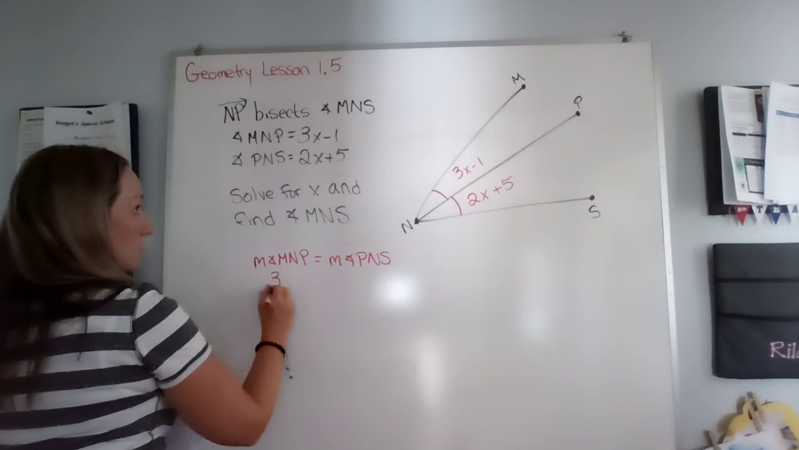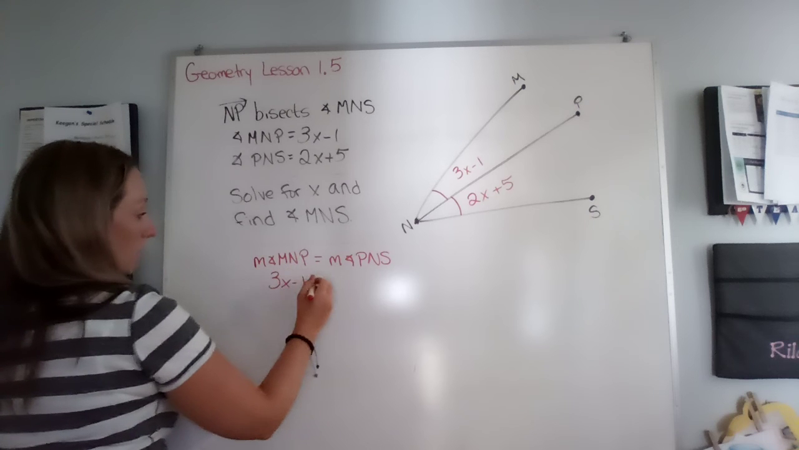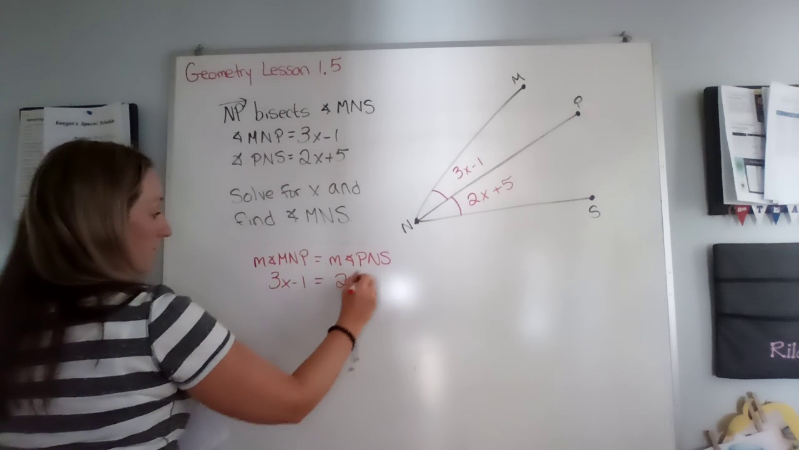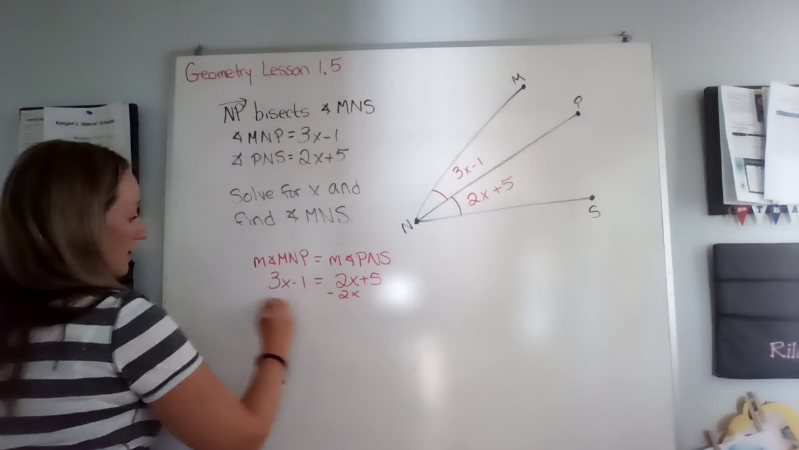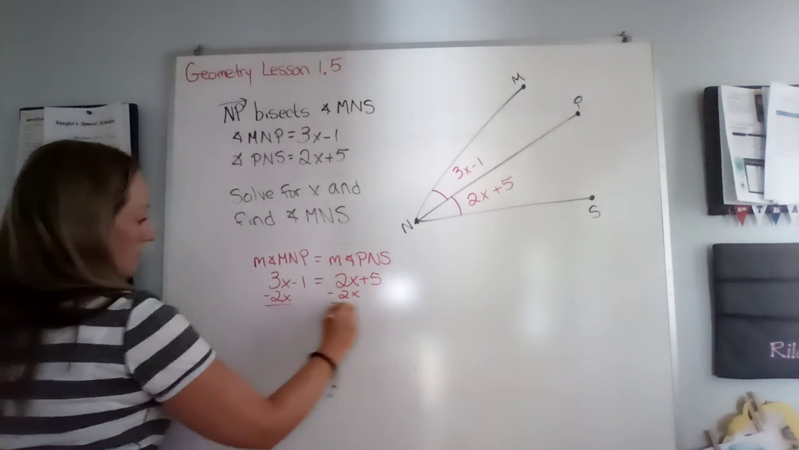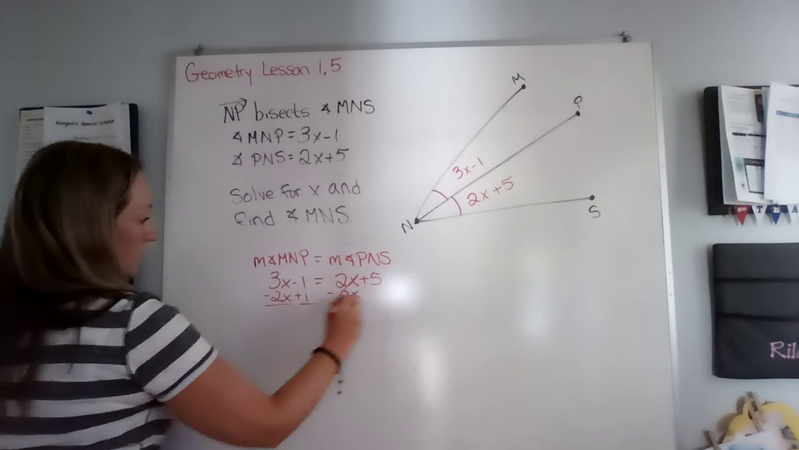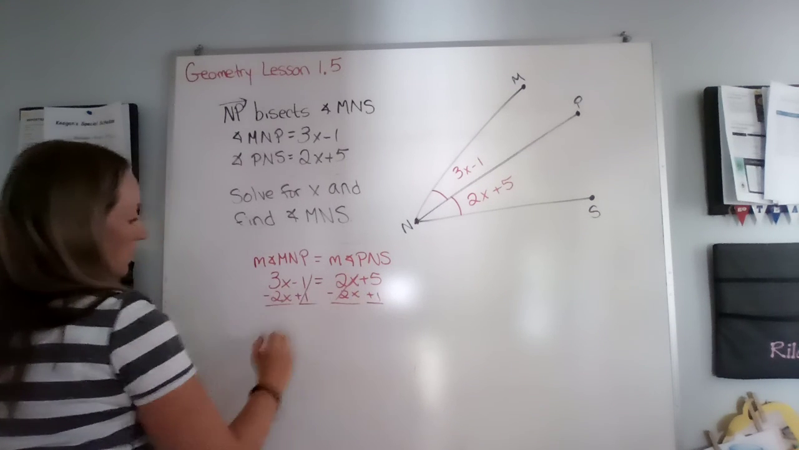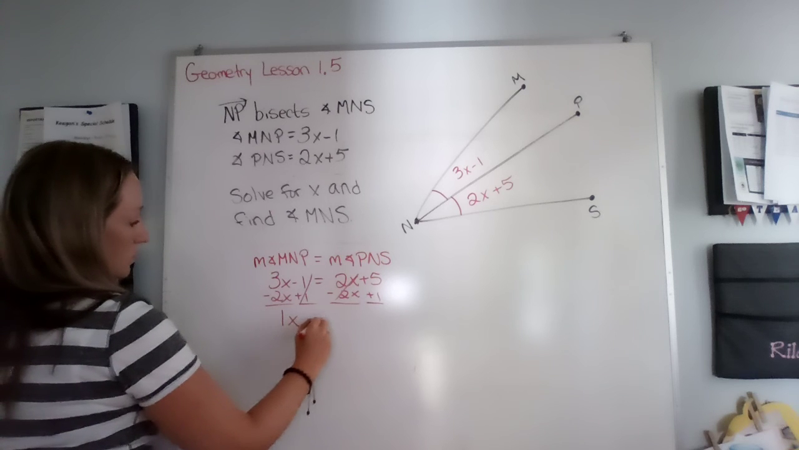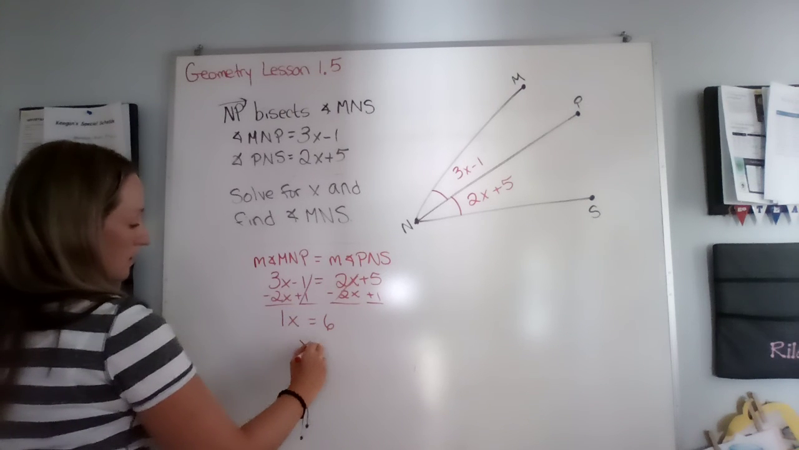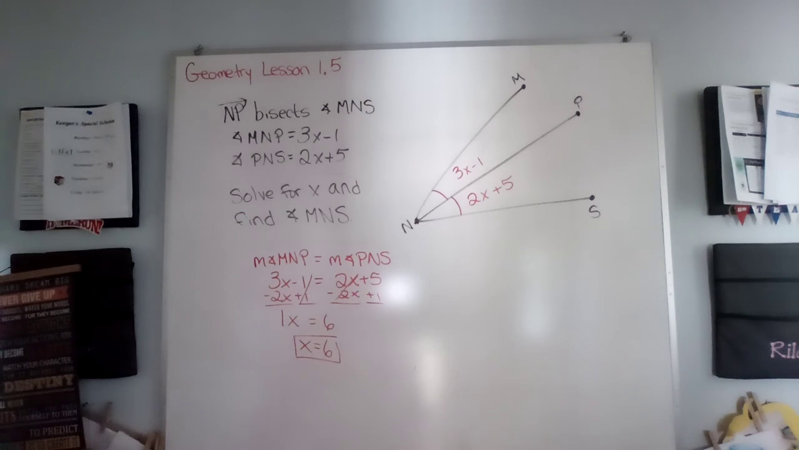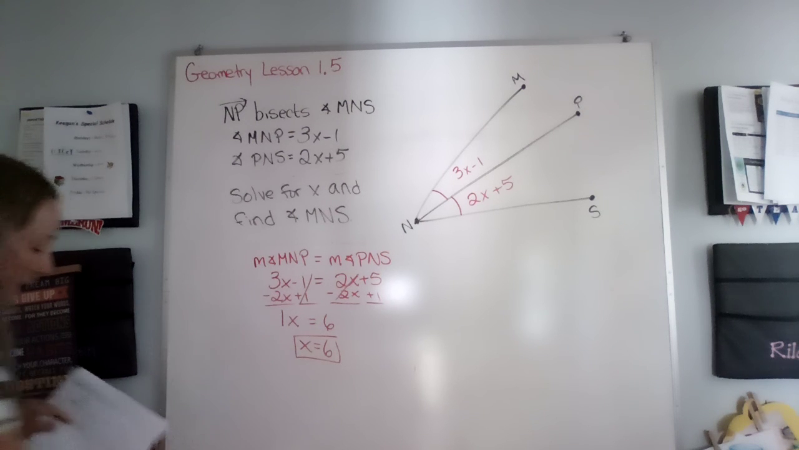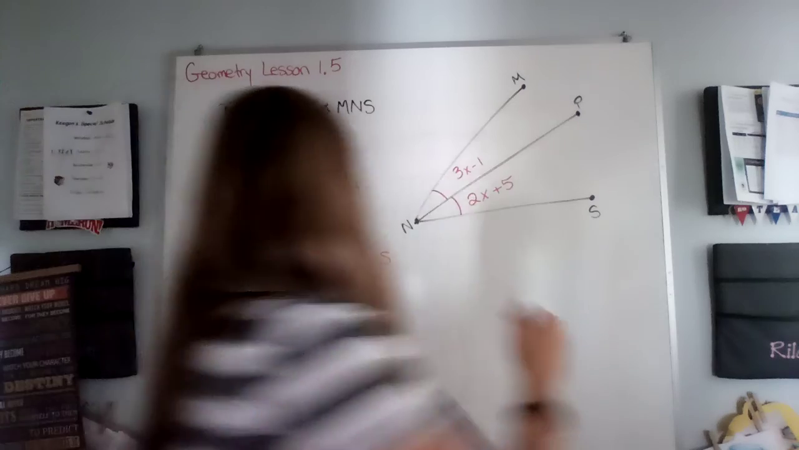So now I can substitute 3x minus 1 in for the one angle and 2x plus 5 in for the other angle. I'm going to subtract 2x from both sides. I'm also going to add 1 to both sides. So I have 1x is equal to 6. X is equal to 6. Now you're asked to solve for x, but then you're also asked to find the measure of MNS, which is the big angle. So let's go back and do some substitution.